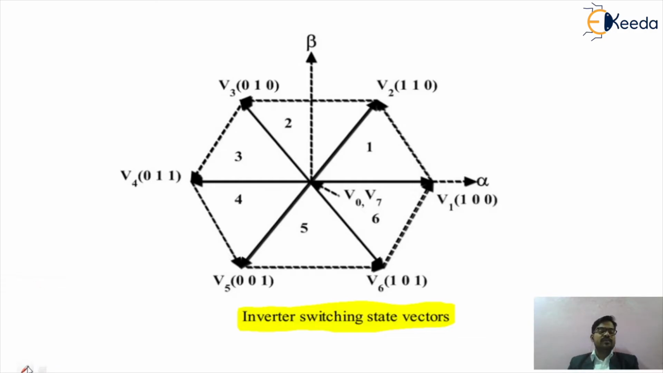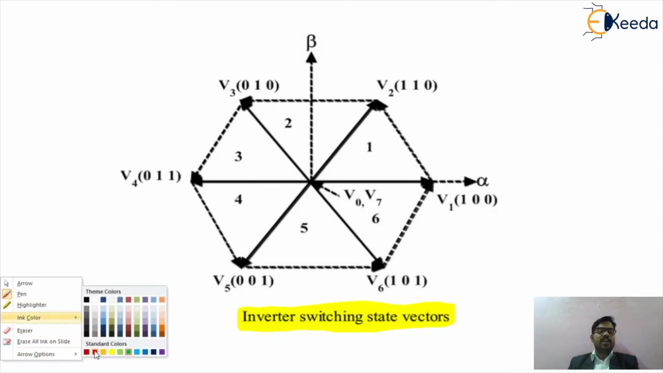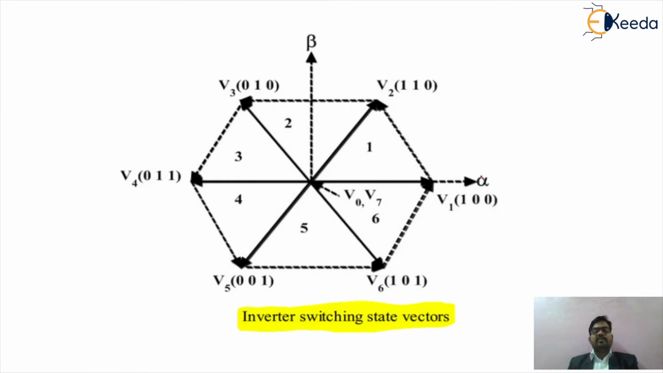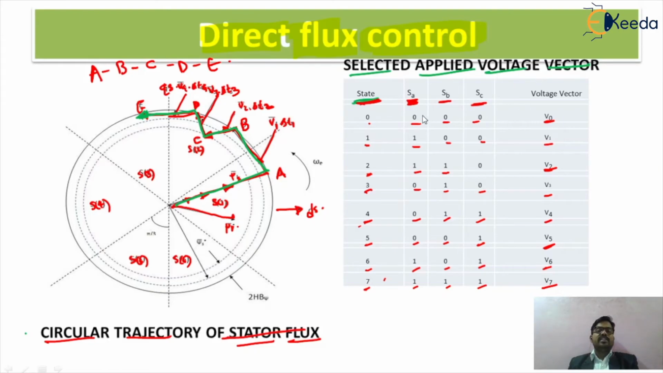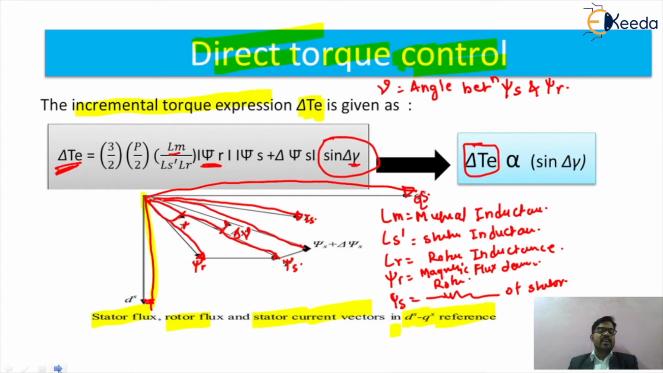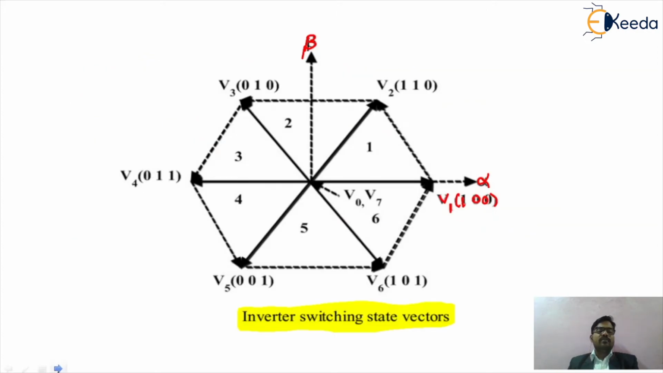As shown in the figure, friends, we are getting the different positions of the state vector. Now I can represent this state vector by means of the alpha and beta reference. This will be the alpha reference and this will be the beta reference. By means of that, if you are getting the voltage vector V1, the state of that voltage vector is 1 0 0, which we had already designed in concern with the selected applied voltage vector, called V1. Along with that, we are getting SA, SB and SC, that is 1 0 0. The same quantities are available with the help of the inverter switching state vector.